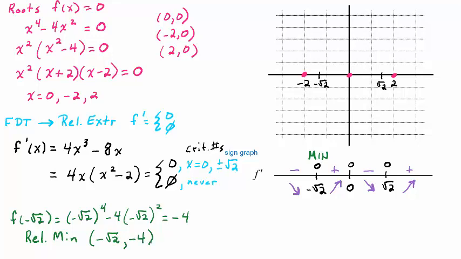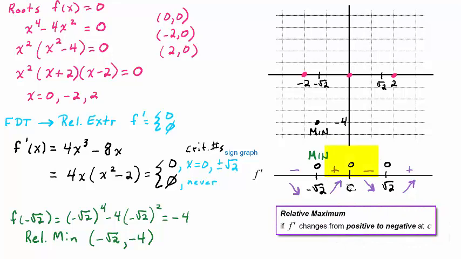And we can come over to the graph and plot that. Our y values here, negative 1, negative 2, negative 3, negative 4 would be here. So at (negative root 2, negative 4), we will plot our relative min. And just looking at the trends from the sign graph, we see that f has to decrease and then it has to increase. So that makes sense that this would be a relative minimum.